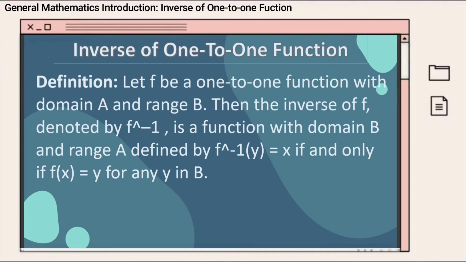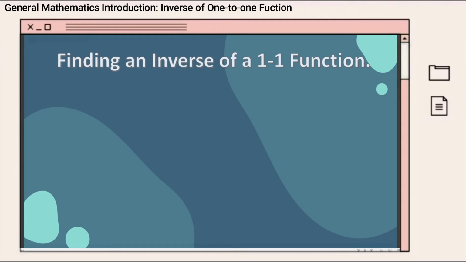Inverse of one-to-one function. The definition of inverse of one-to-one function is: let f be a one-to-one function with domain A and range B. Then the inverse of f, denoted by f raised to negative 1, is a function with domain B and range A defined by f inverse of y is equal to x if and only if f of x is equal to y for any y in B.